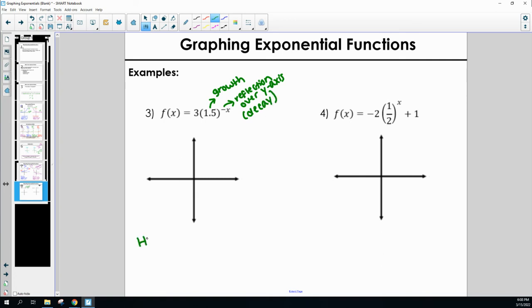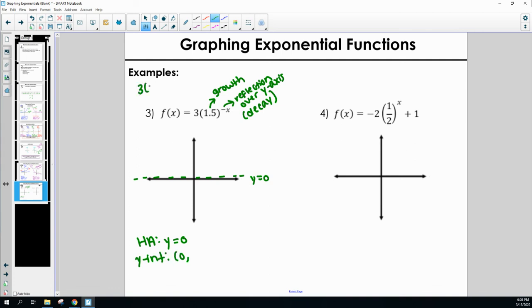And there's no movement up or down. There's nothing being added or subtracted. So the horizontal asymptote is y equals 0. And I'll fill that in here. Okay, and then our y-intercept, plug in 0 for x.